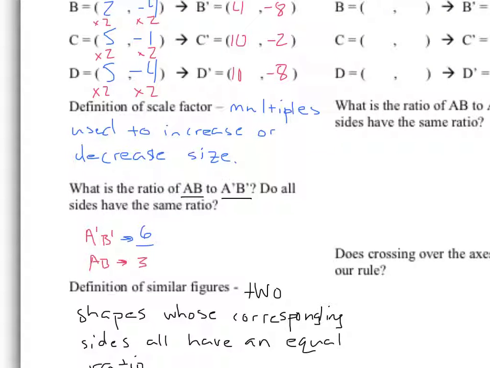And so I can see that the ratio is 6 to 3, which if we simplify is 2. And this makes sense. We were indeed supposed to be doubling the size of our shape. If we go around and look at all of the different sides of the different shapes, they should all have a ratio of what? 2. And that's our definition of similar figures.